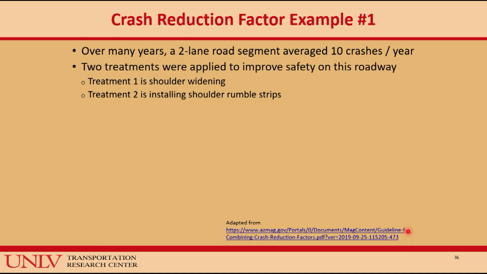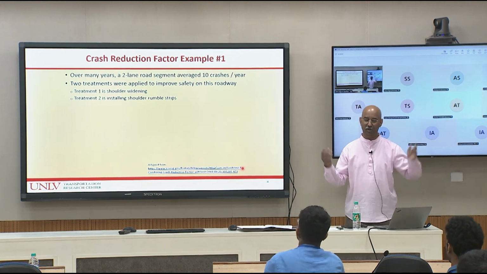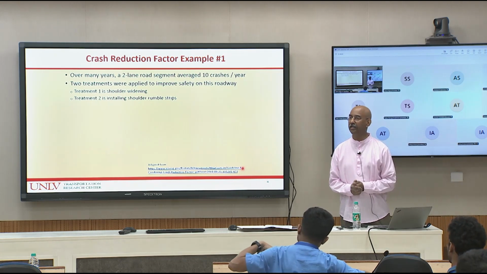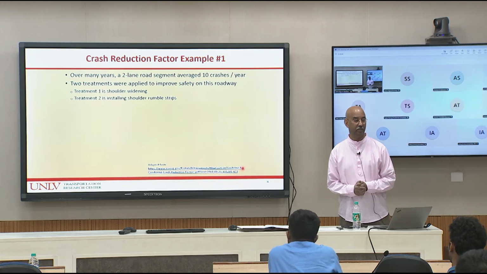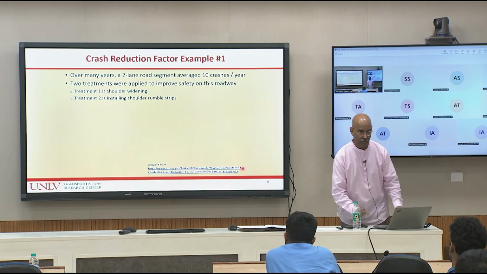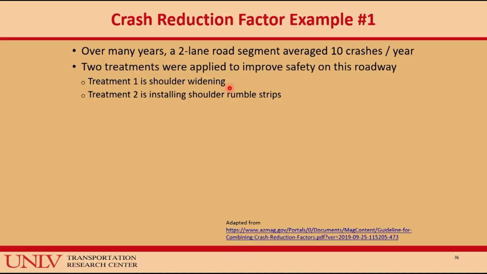So let me go through some examples. Here over many years, I am not saying how many years, there was a 2-lane roadway that on an average had 10 crashes per year. To improve the situation, we are going to do 2 engineering interventions or countermeasures. The first intervention is we are going to widen the shoulder. The shoulder was too narrow, we are going to widen it. I did not say by how much are we widening it, by half a meter, 1 meter, 2 meter, does not matter, we are widening.